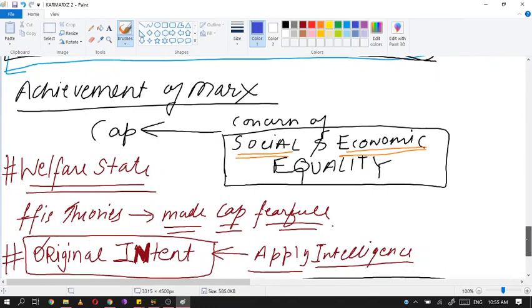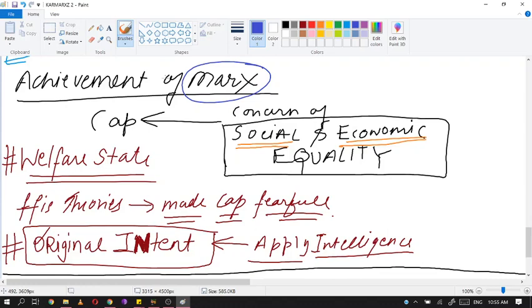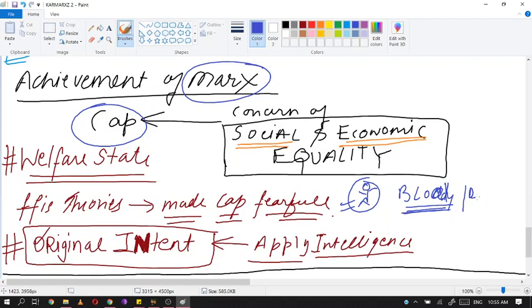So, what one achievement of Karl Marx can we say? That he was the one who made capitalists fearful. His theories were frightening. Capitalists were scared: bhaiya, what is this man saying? Workers can unite and do a bloody revolution. Understand this thing? Blood, bloodshed, death. It will make any person fearful. And they had too much to lose.